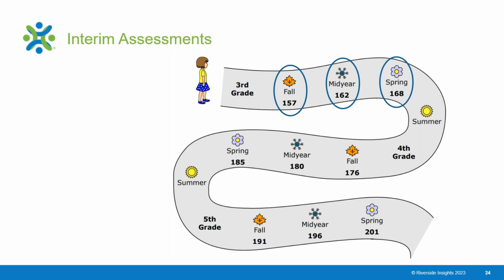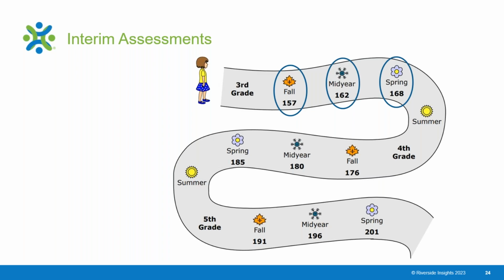The next slide, same little learner. In this case, we're treating the Iowas as more of an interim assessment where it's being given multiple times within that year. The standard score scale still allows me to say, she started with 157. By mid-year, she earned 162. By spring, 168. I can then again interpret, it doesn't have to be a year over year comparison.